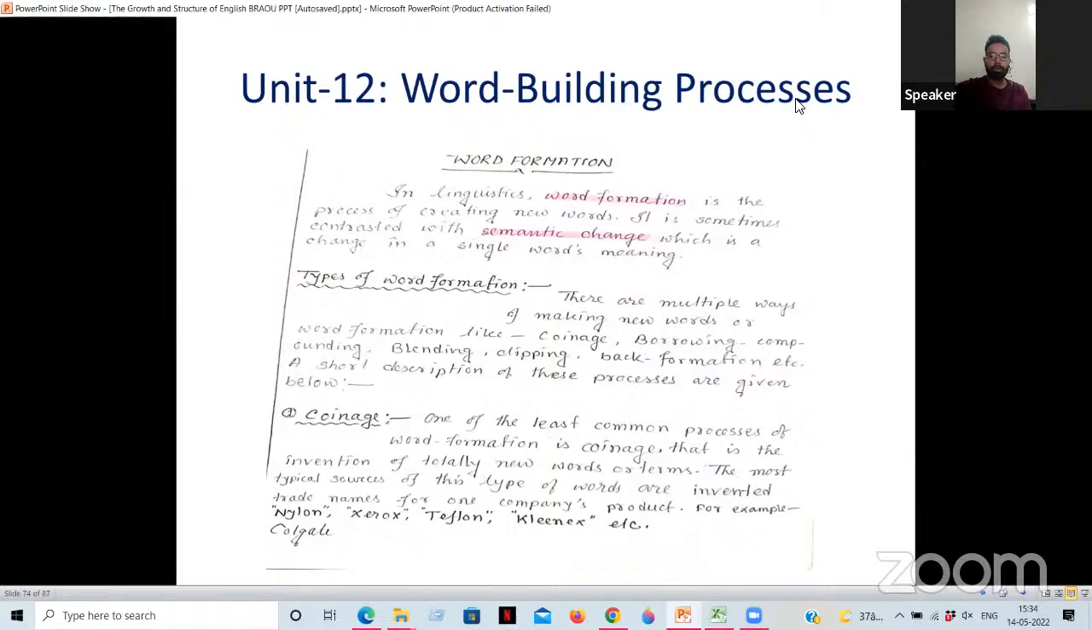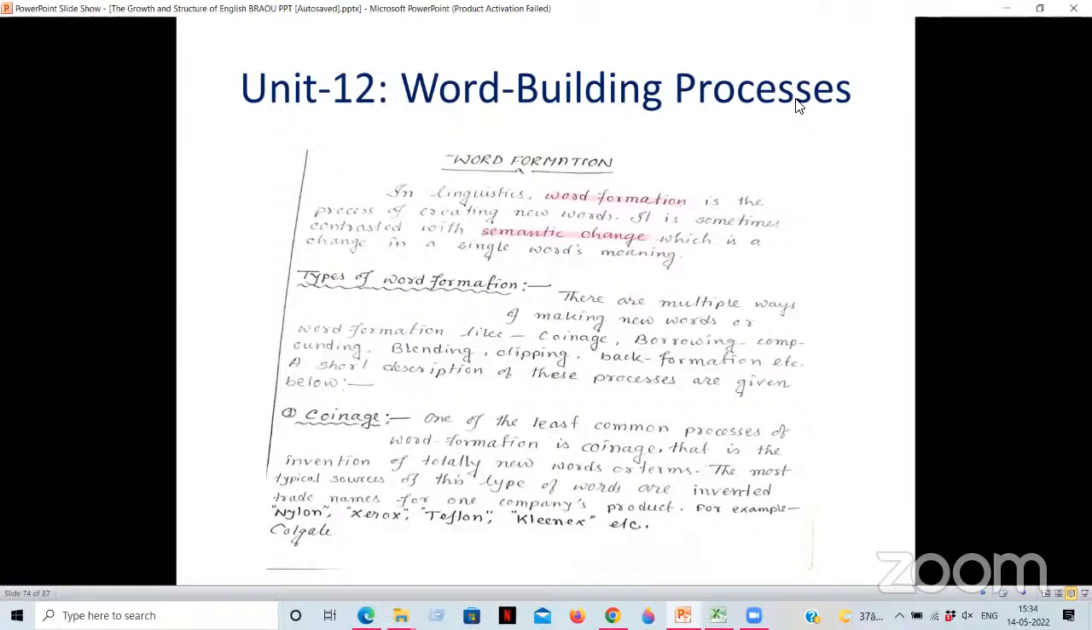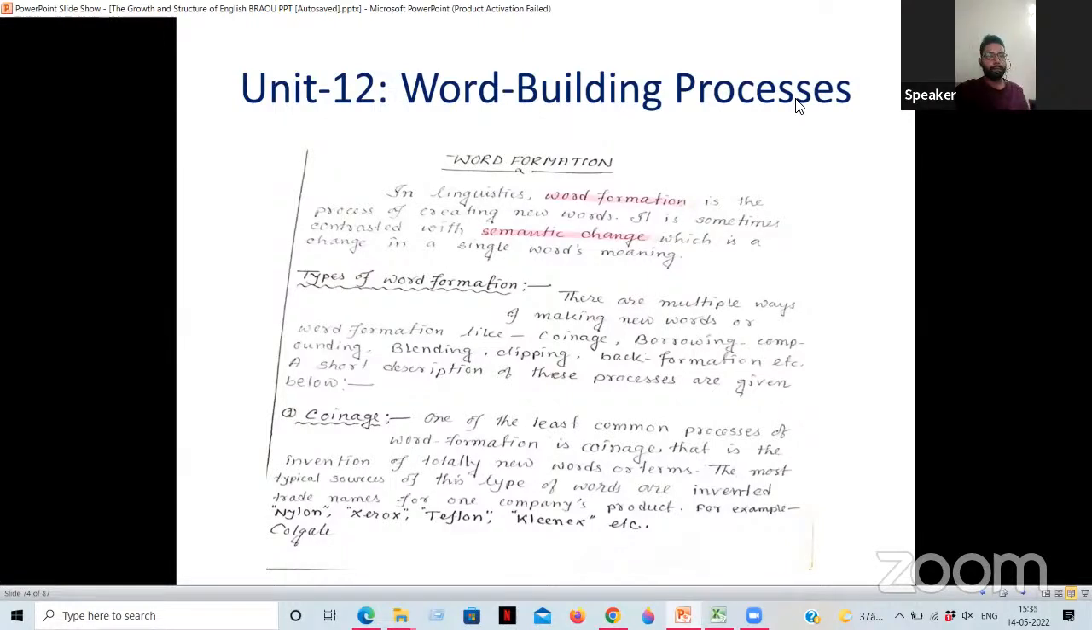Now, word formation is one of the important things that has increased in many ways the number of words or vocabulary in the English language. Now, what is word formation? Can you read it? Is it visible to all of you? Yes, sir. Can you read it? What is word formation? Any one of you? Can you read it?